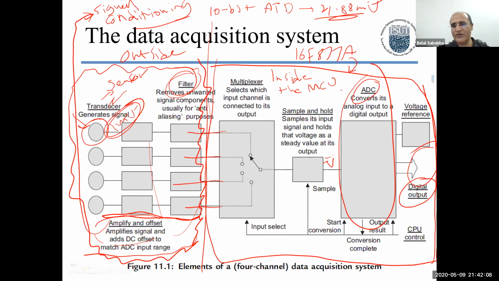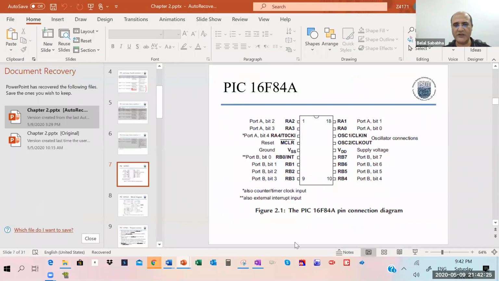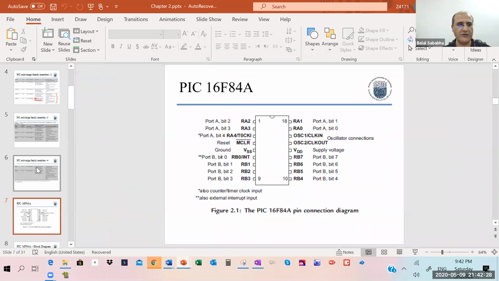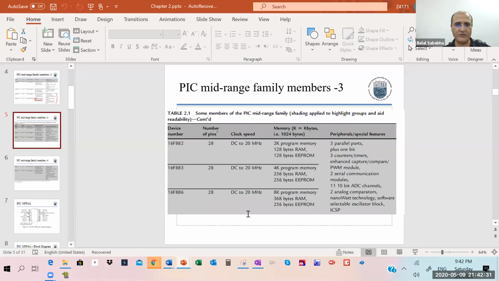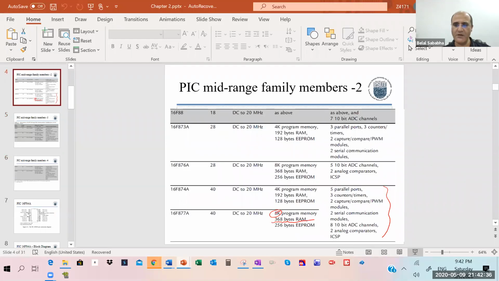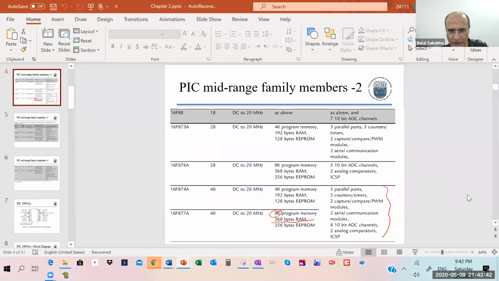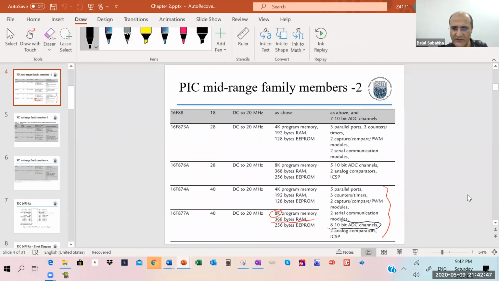This ADC, this analog digital converter, is very expensive equipment. This is very expensive. So an analog to digital converter, if you remember in chapter 2, when we talked about our microcontroller, the 16F877A microcontroller, this one, where is it? We said, and I talked about this a long time ago, this microcontroller has 8 10-bit ADC channels.